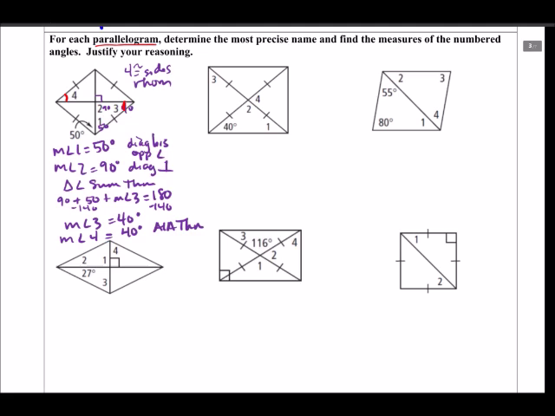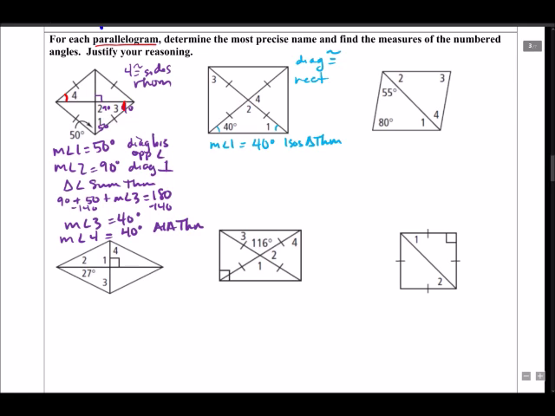All right, who's next? Our diagonals are congruent. That means we've got a rectangle. So what are we going to do here? Measure of angle 1, that's 40 degrees. How do I know that? Isosceles triangle theorem. See the isosceles triangle there?